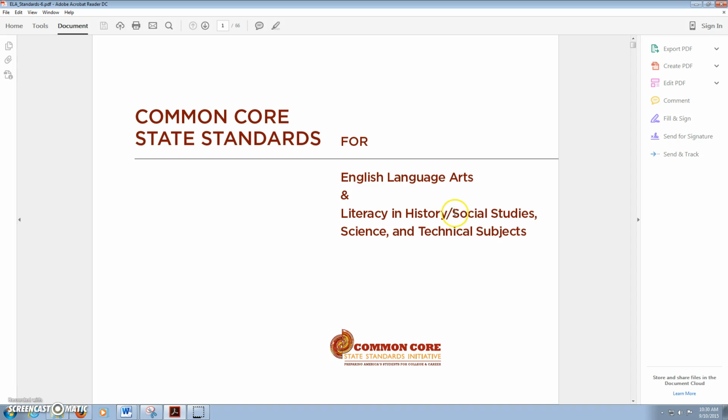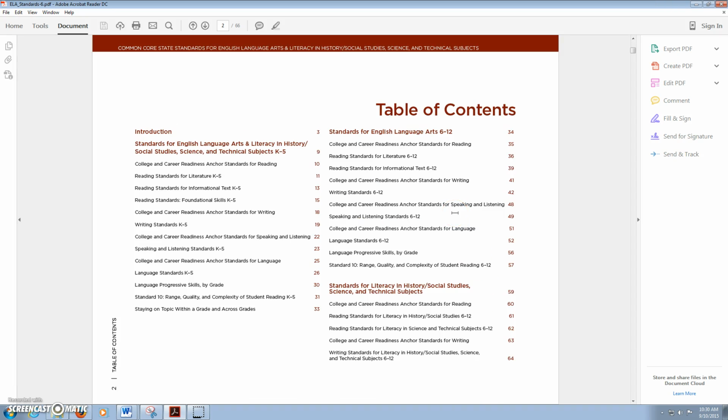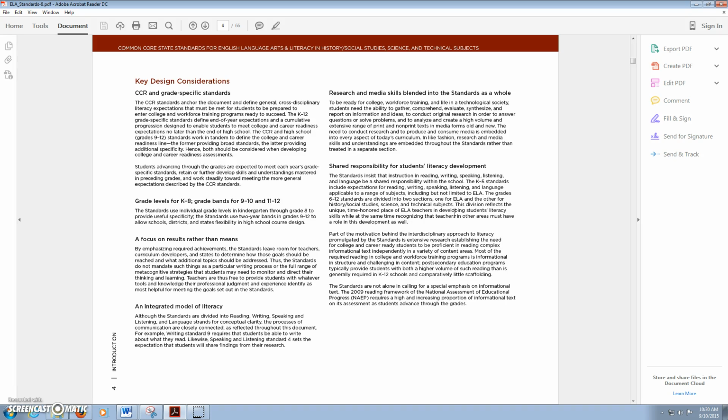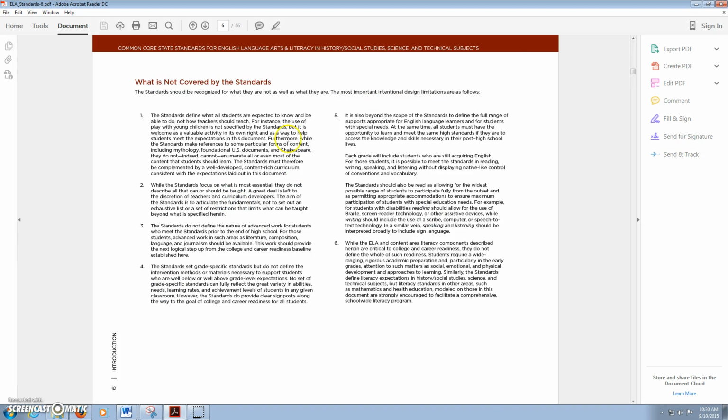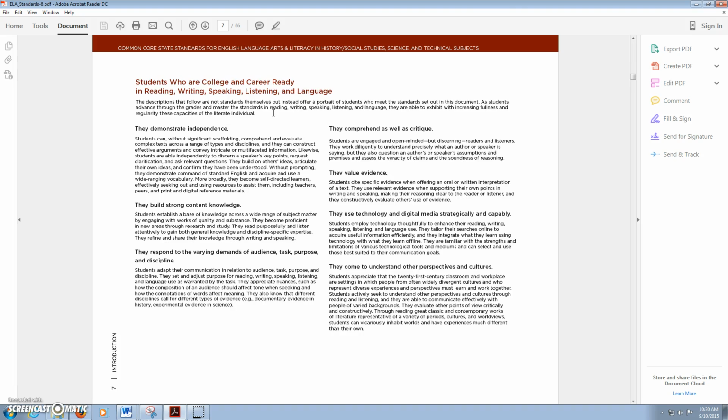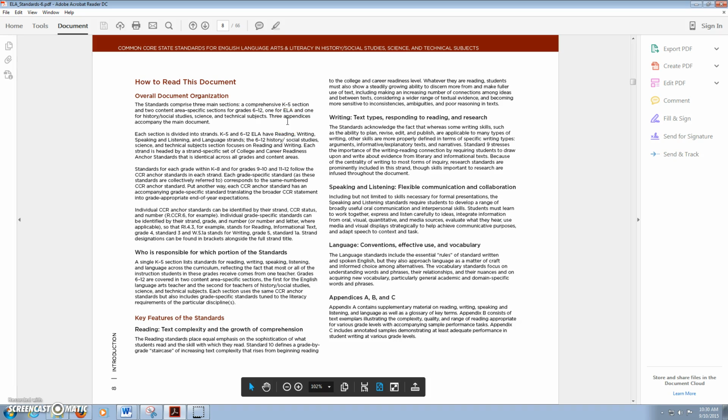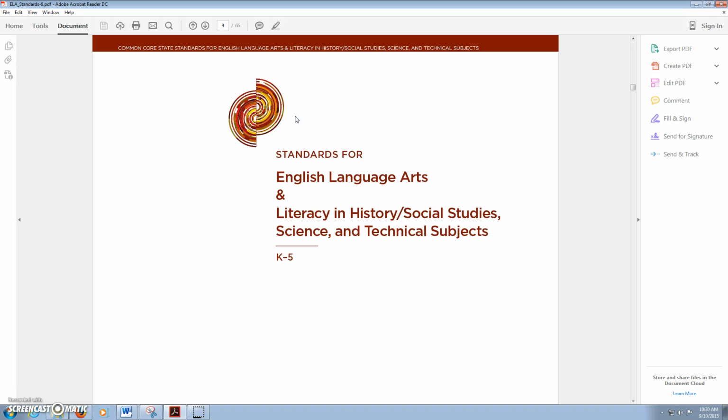So here's the front page, and in subsequent pages you have things like a table of contents, an introduction, a little bit of information about how the standards were designed, what the standards cover and what they don't, this sort of information. So I think that you can certainly read that on your own, so I'm not going to go over this front matter of the Common Core State Standards. What I really want you to understand from this video is how to read the document and actually get at the standards.